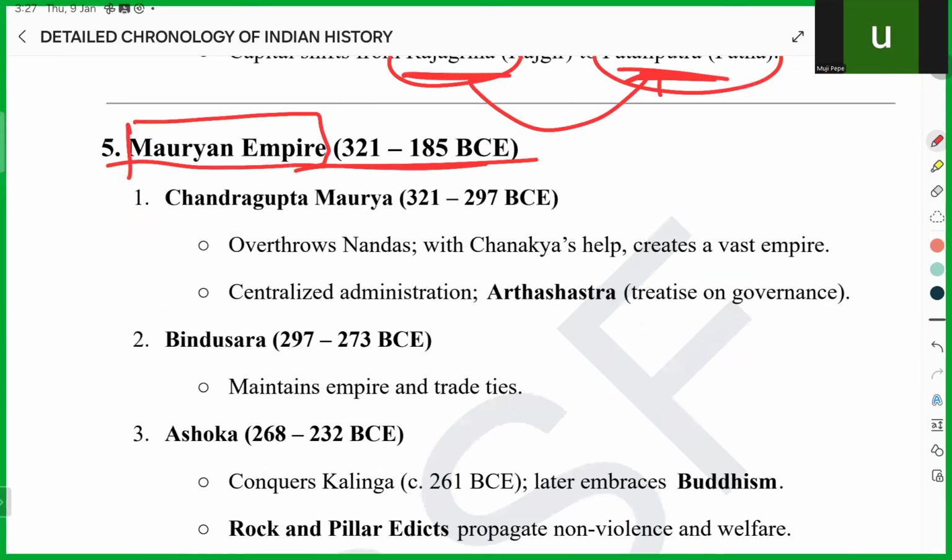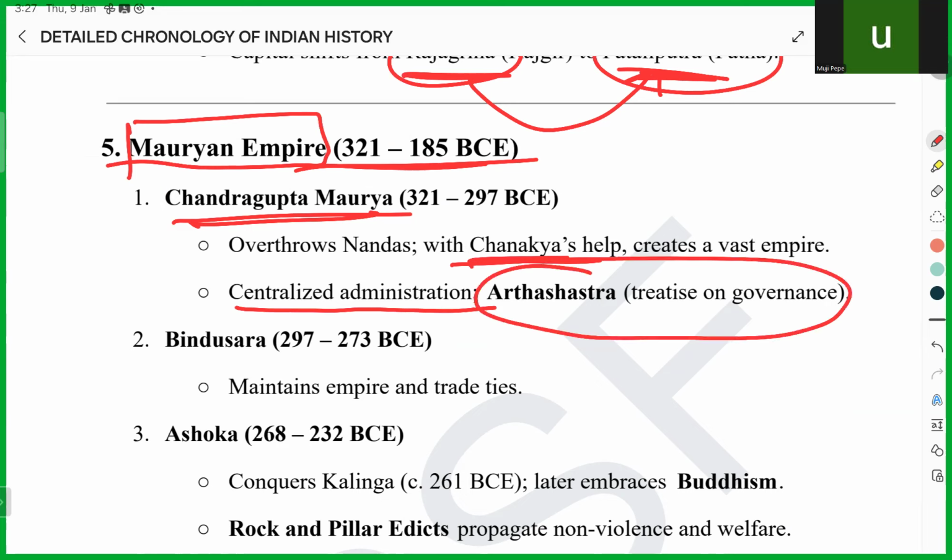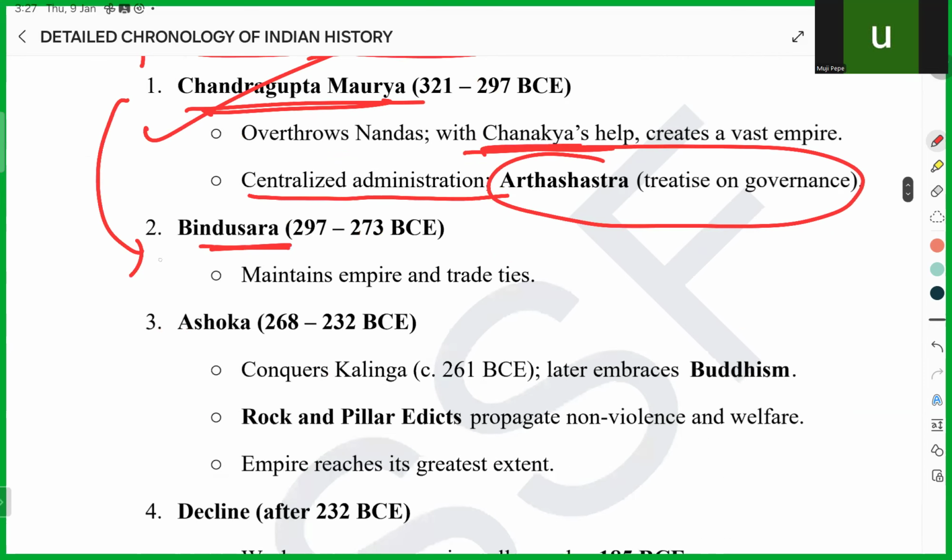So the next empire that came was the Mauryan Empire, and Chandragupta Maurya, who was a shepherd boy, overthrew the Nandas with Chanakya's help. Centralized administration was there. The Arthashastra, which was a treatise on governance, was written by Kautilya or Chanakya. Then his son was Bindusara, and Bindusara's son was Ashoka.